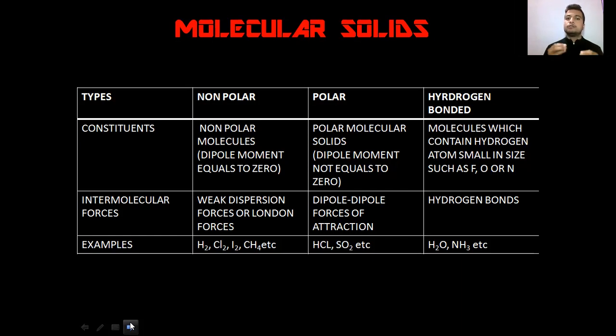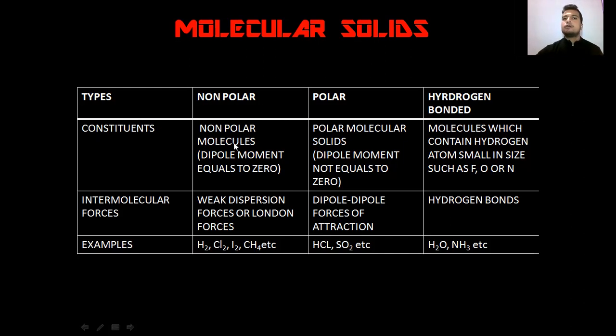Hydrogen bond is formed by those molecules where hydrogen is attached to highly electronegative elements which are small in size. Remember that, highly electronegative but small in size. For example, fluorine, oxygen, and nitrogen. So if you see any molecule where fluorine, oxygen, or nitrogen, which are the three most electronegative elements, is attached to hydrogen, then definitely, if they form a solid, they will be considered as hydrogen bonded molecular solids.